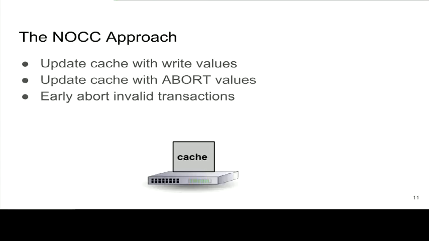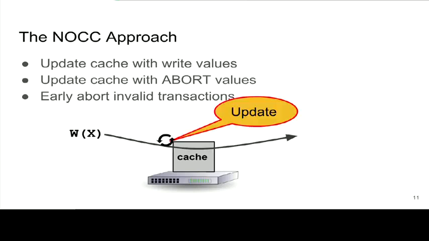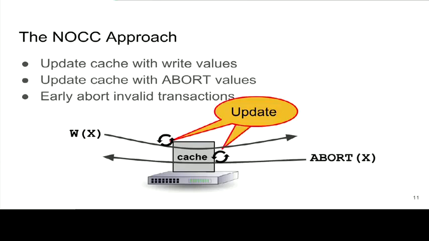And we extend this with NOC running on the switch. What we do is we add a cache on the switch, not a read cache, but a write cache. So when the client executes a write transaction, we update the cache with the value that's being written. Then, if the store were to abort a transaction, we also update the cache with the value that's contained in an abort message, which indicates why the transaction failed.